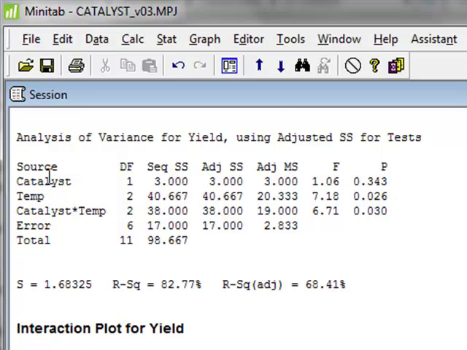On the face of it, the catalyst does not appear to be significant, giving a p-value of 0.343. However, because the catalyst is involved in the interaction term, we would say that there is a significant difference between the catalysts by virtue of the way in which they react to different temperatures.